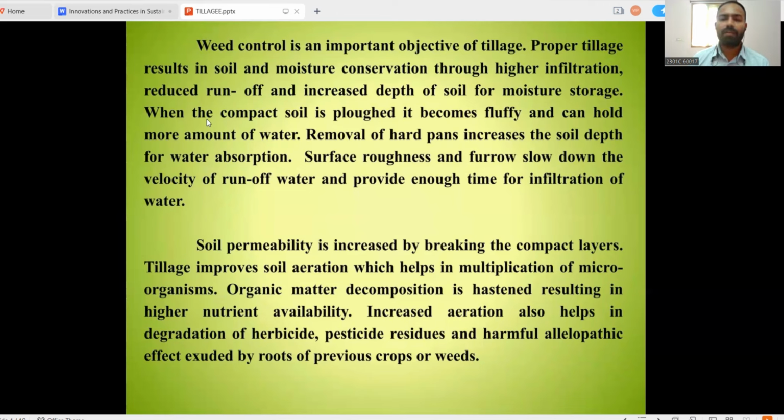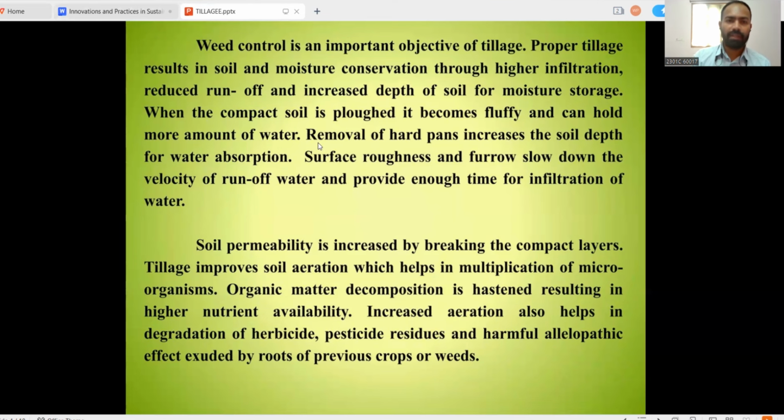Then increased aeration also helps in the degradation of herbicide, pesticide, and reduces harmful allelopathic effects exuded by the roots of previous crops or weeds. Now, different crops and weeds have different allelopathic effects on the surrounding crop. So it will also reduce if you are having any weed that is having a bad effect on your crop. So what will happen after tillage? It will be removed. So your crop won't have any harmful effect on it. Okay.